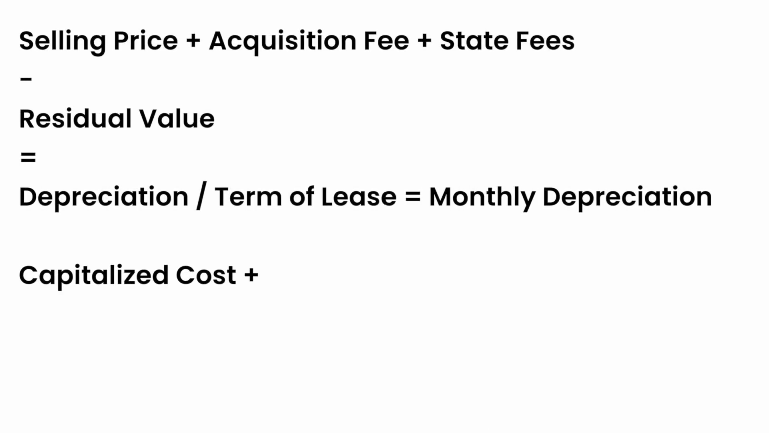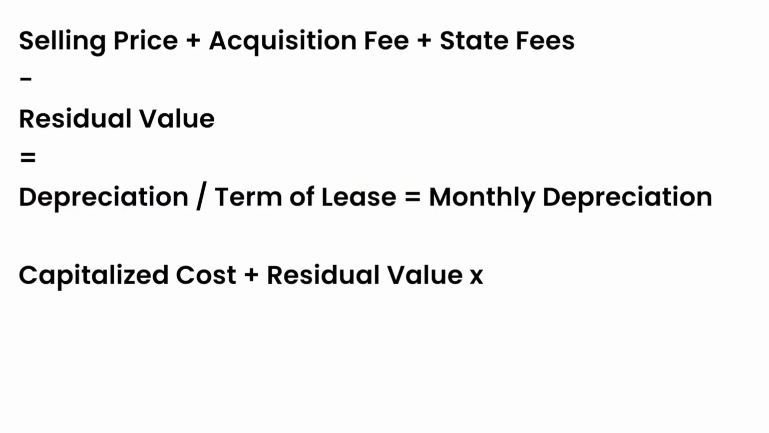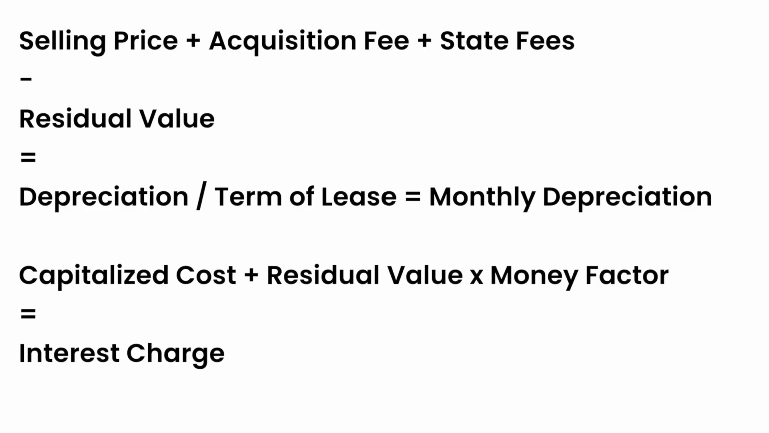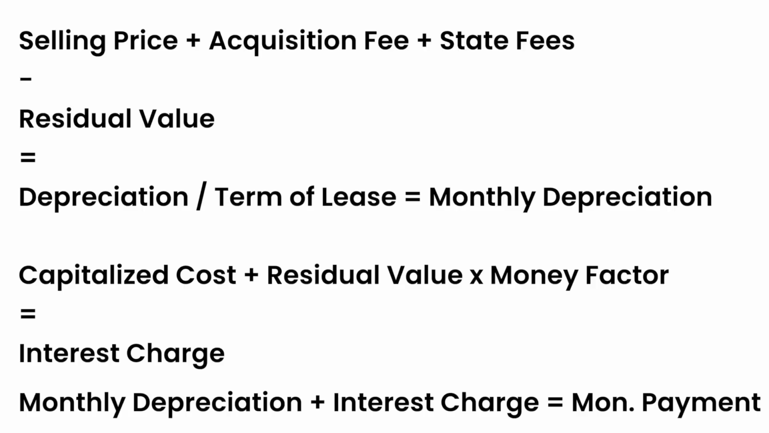That's input number one for a lease payment. Input number two is to figure out your monthly finance charge. So the way you do that is you take your capitalized cost plus your residual value, you add those together, and you times them by 0.00121 if that's the money factor. Whatever the money factor is. And that gives you your effective interest charge on the lease. So you add the monthly depreciation and the effective interest charge, and that becomes your payment.